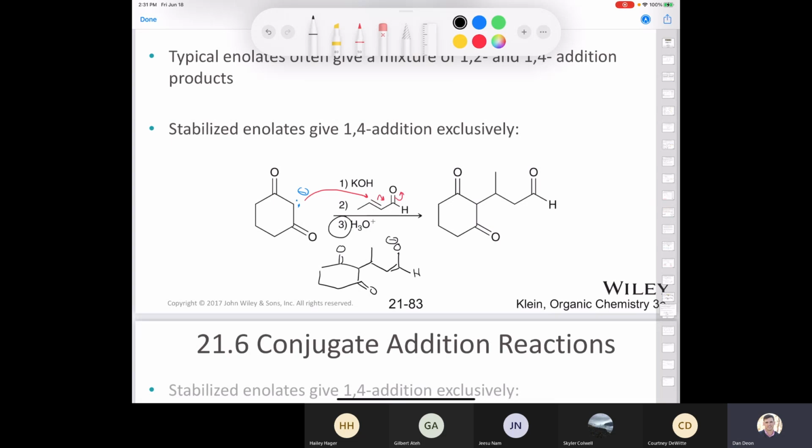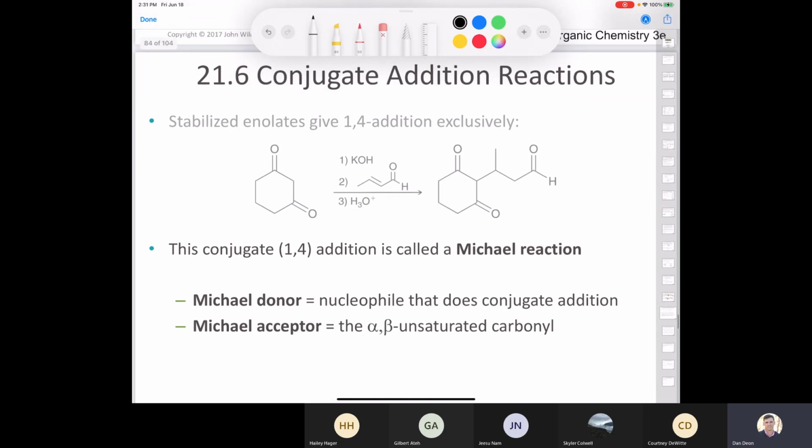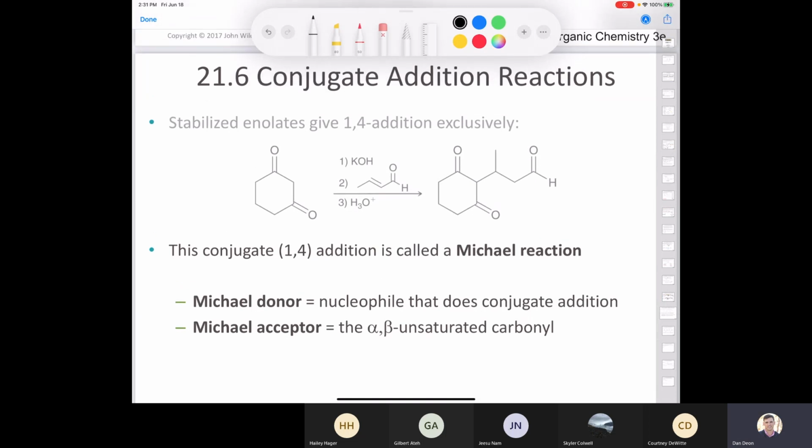Then what happens in the third step is you treat it with aqueous acid, and that's going to protonate up here, but then you end up with this enol, which is going to tautomerize to give you the aldehyde in this case. So this is tautomerization after the third step. So that's what we call a Michael reaction, or sometimes I'll call it a Michael addition. So the 1,4 conjugate addition is called a Michael reaction. Again, sometimes I call it a Michael addition. That's what I grew up with.